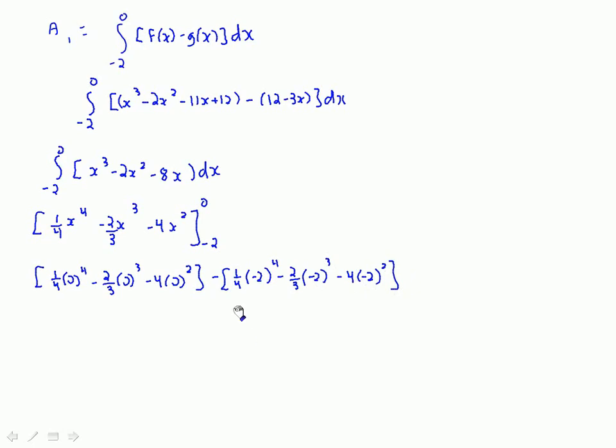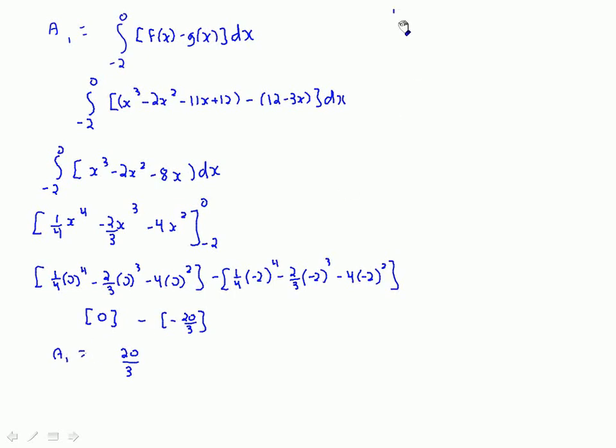And the first part of this expression, of course, is going to be 0, and then minus what we get for the other. So this is 1 divided by 4, bracket, negative 2 to the exponent of 4, minus 2 divided by 3, open bracket, negative 2 to the exponent of 3, minus 4, open bracket, negative 2 to the exponent of 2. And you'll get 0 minus negative 20 over 3. So when we take care of that negative, this turns into positive 20 over 3, and that is our A1.